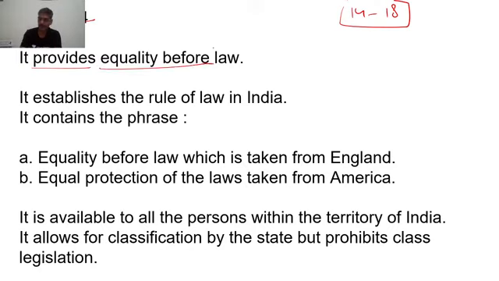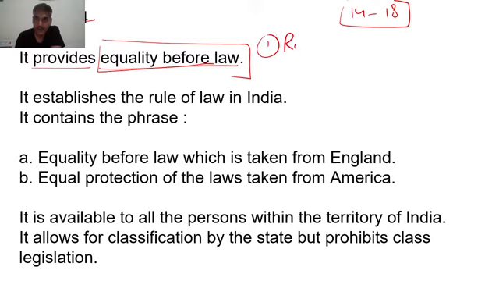If I were to recite the actual words, Article 14 says that the state shall not deny equality before law to any person or equal protection of laws within the territory of India. That means, firstly, it is providing equality before law. Now, see what this article is basically saying. Firstly, that in India there will be rule of law.